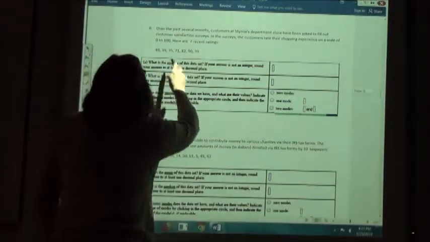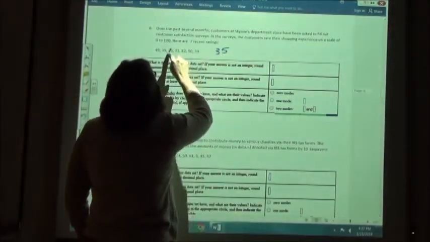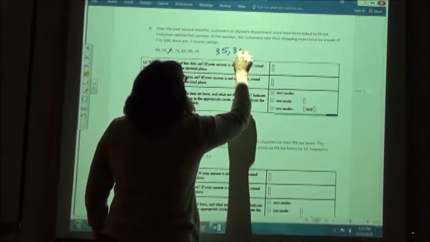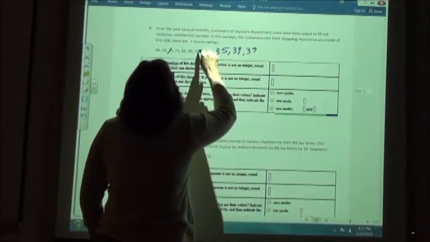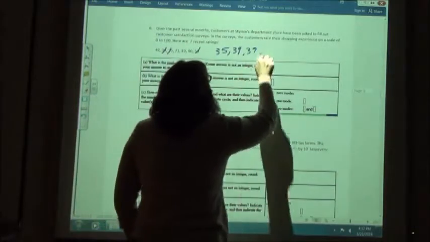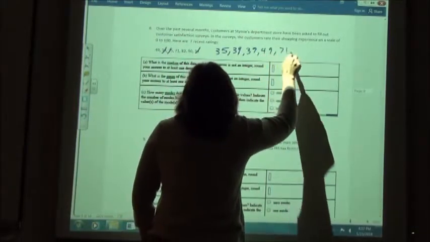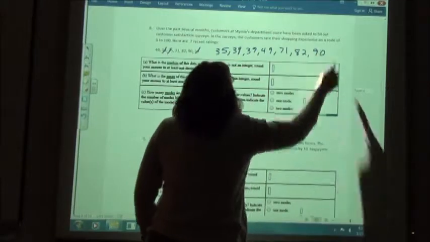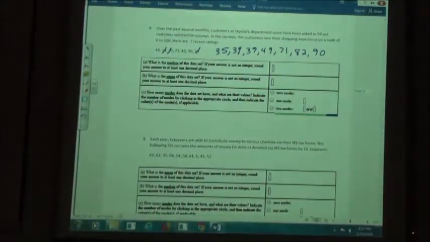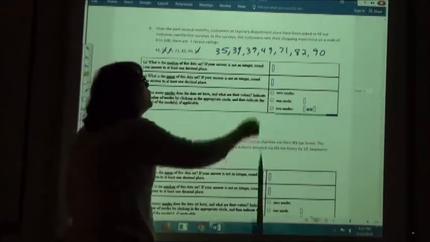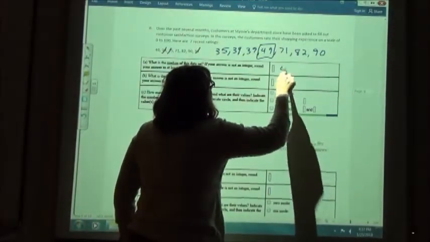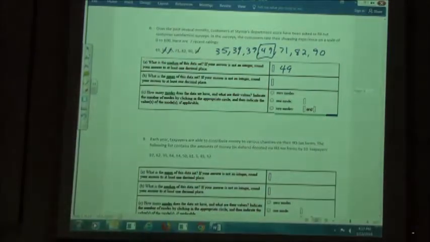So my smallest number there is 35. Next I have a 39, and then I have another 39, and then I have a 49, and a 71, and an 82, and a 90. I've got them all sorted so they're in order. So my median, my middle number, is what number? 49. The 49. I got 3 on each side of the 49, so the 49's in the middle.